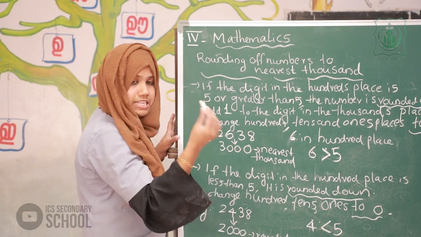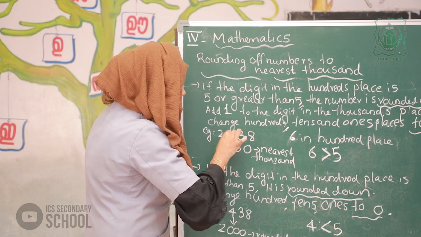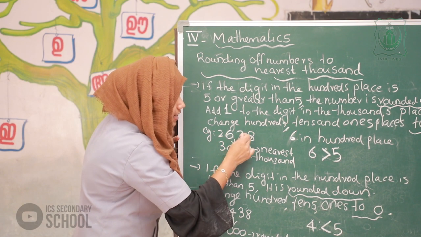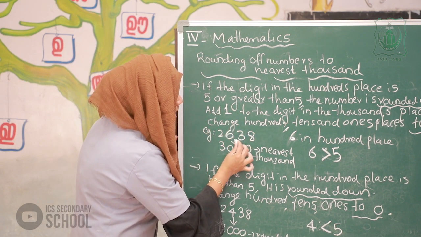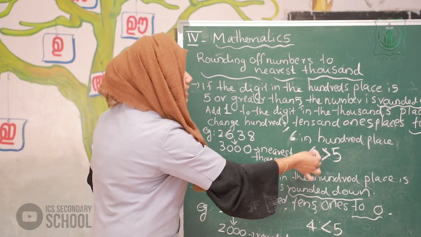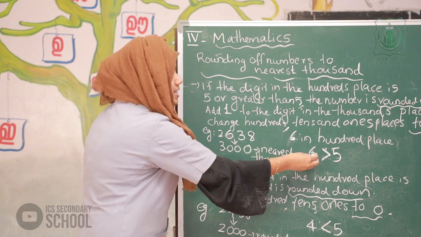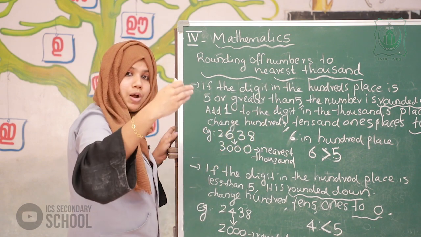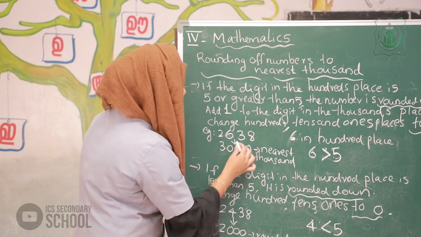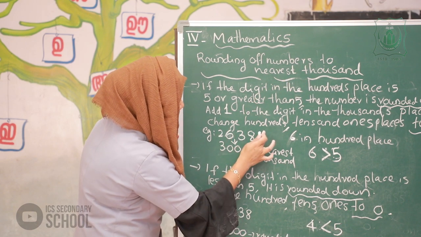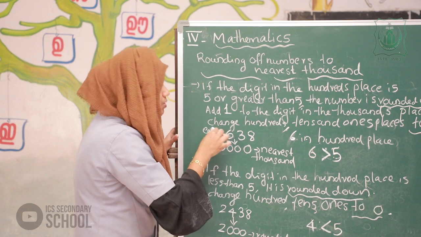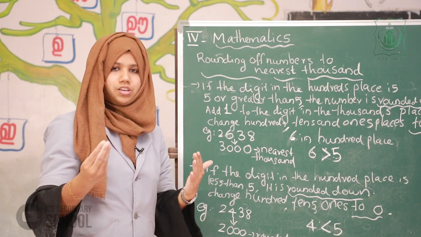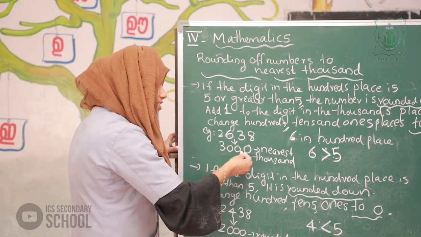I have an example. 2638. What is the nearest thousand of 2638? Look at which place? Hundred place. The hundred place is 6. 6 is greater than 5, so it is rounded up. Find out the nearest thousand of this number. Add 1 to which place? The 1000 place. Add 1 to the 1000 place and change the other places to 0. So 3000 is the nearest thousand of 2638.